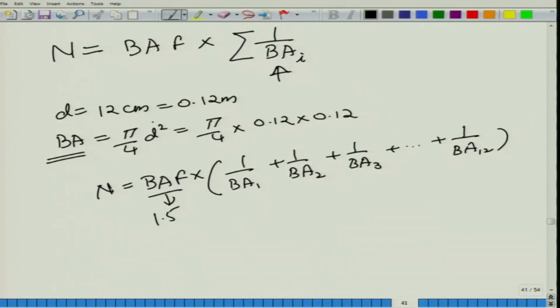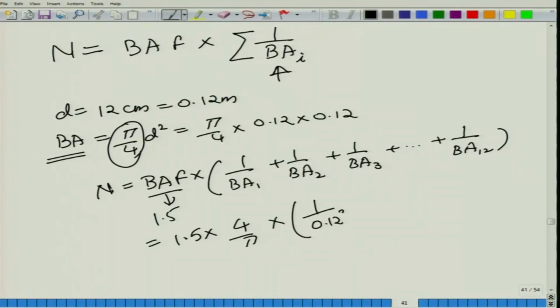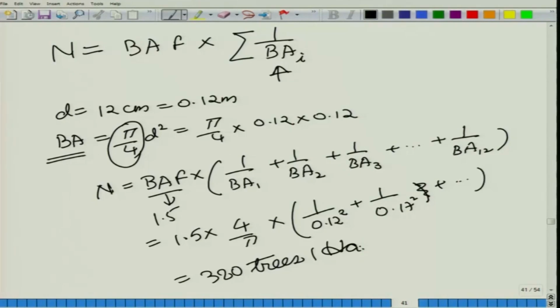Now, when we are doing this calculation, we can take this pi by 4 outside. So, that will make it 1.5 multiplied by 4 by pi into 1 by 0.12 square plus 1 by 0.17 square plus so on. When we calculate it, we will get 380 trees per hectare. So, this is how we use point sampling to calculate the number of trees per hectare.